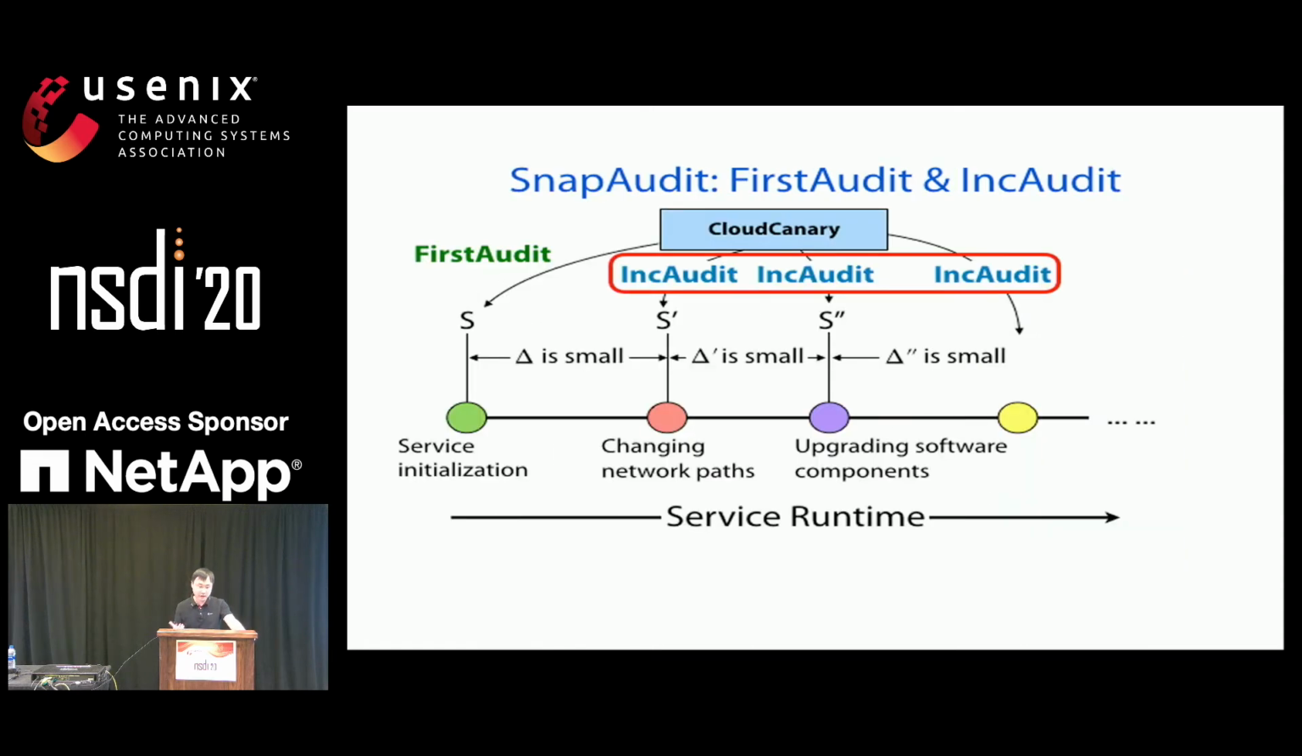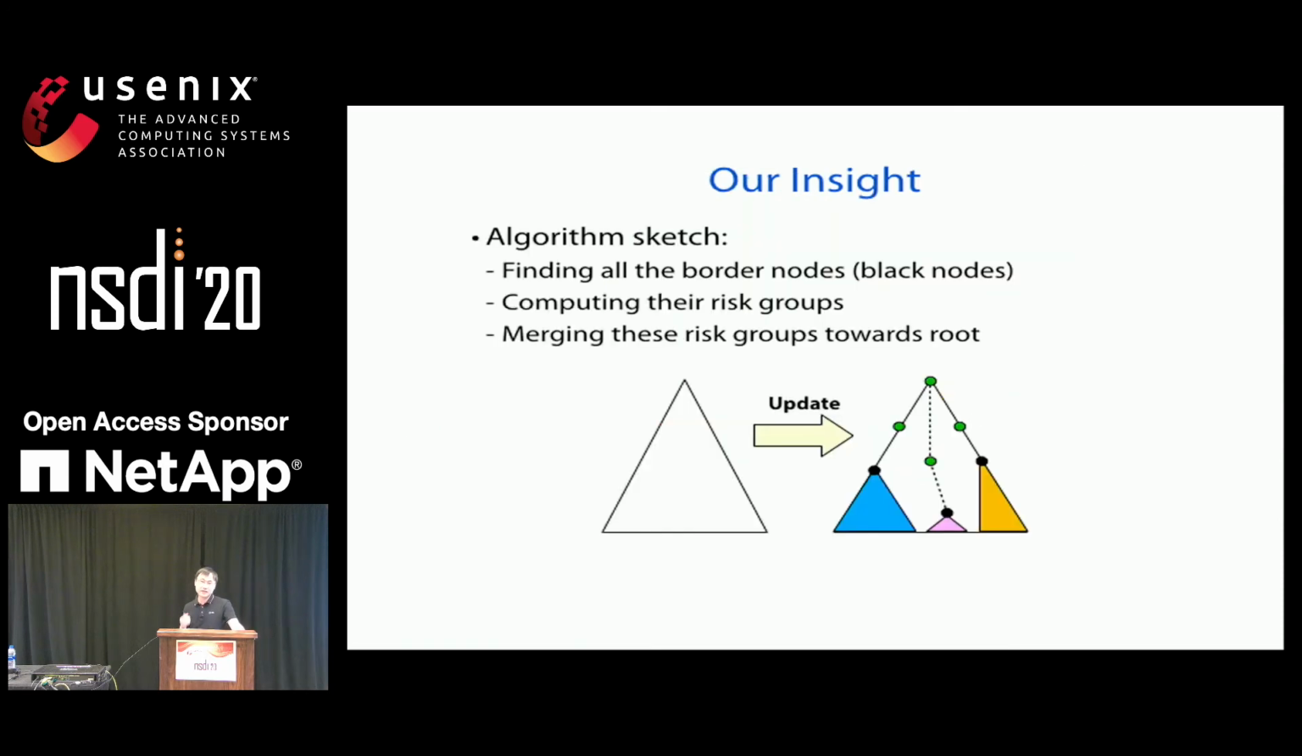And now let me show you how we design the incremental auditing algorithm. The insight of the incremental auditing algorithm is that we just want to audit the subgraph which has been affected by the update. So we want to find out the border nodes, analyze them to get the risk groups of the border nodes, and merge the risk groups towards the root node. Let me show one example.